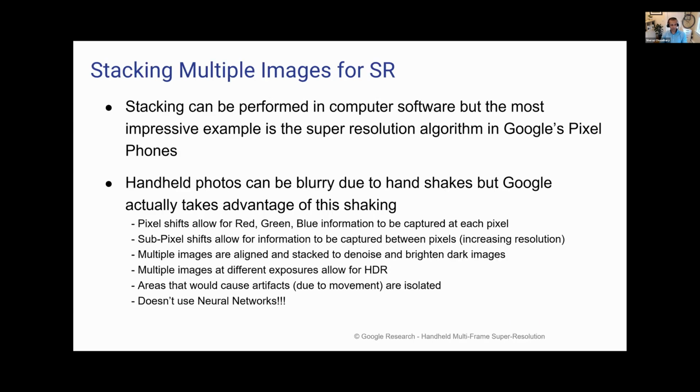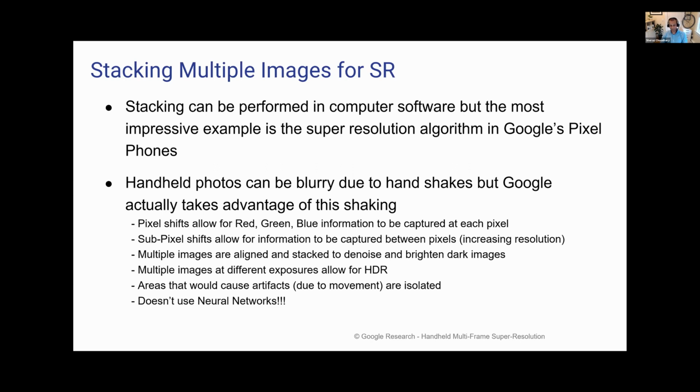So I'll just briefly touch on what stacking images can do. One of the best examples of this is the Google Pixel camera. The phone will take close to 30 images, shifting the pixels by 1 pixel over, so that it is collecting red, green, blue information at each pixel. It also shifts in between pixels to get sub-pixel information to increase the resolution. It captures images at different exposures.